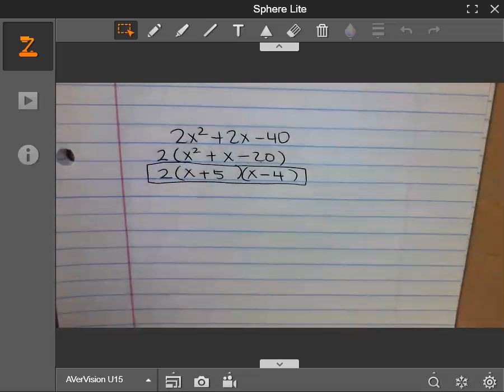Always factor out that GCF first. That should always be your first thing to do, is factor out the GCF, then decide which factoring needs to happen.